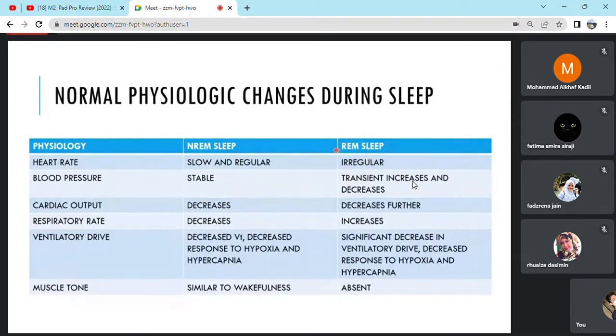And then when you go into REM, you can see that your cardiac output will decrease further. Because your blood pressure shows transient changes, with an increasing and decreasing pattern, that, I guess, will also explain why your cardiac output will be decreasing further, because your blood pressure is erratic. That's the reason why your cardiac output will also be decreasing at this point in time.